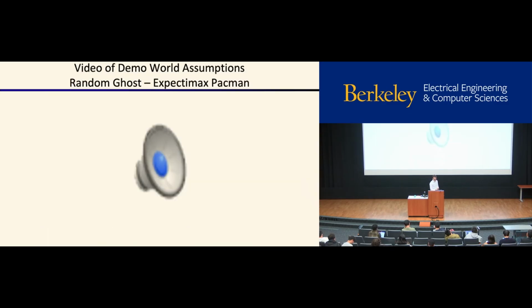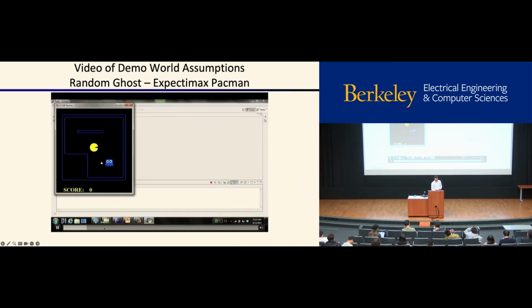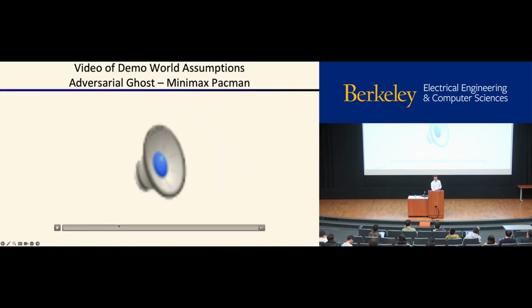So what does that look like? Imagine you're in this situation, and you assume, okay, random ghost, Expectimax Pac-Man. That means that your assumptions match reality. What's going to happen is you basically go straight for the dot, because it's pretty unlikely that they'll come for us. Versus now we have an adversarial ghost and a minimax Pac-Man, so that our assumptions match up again.